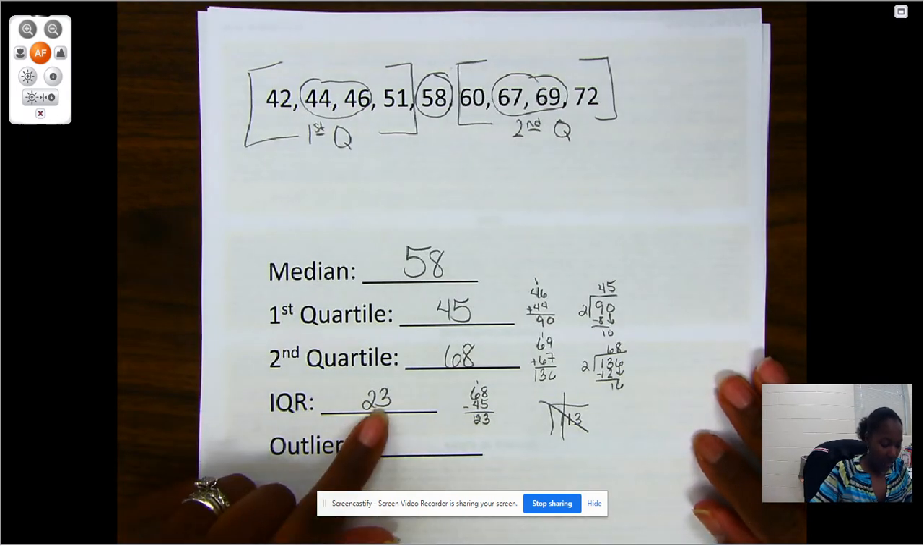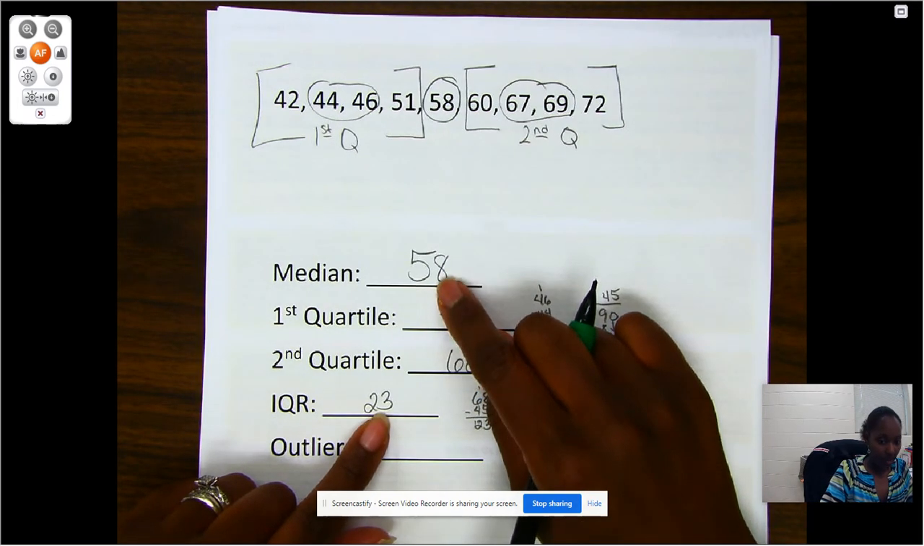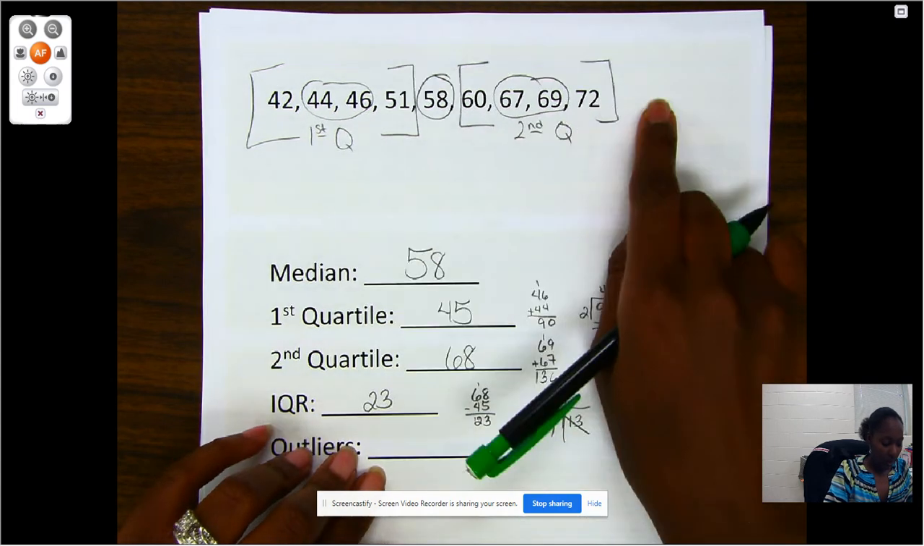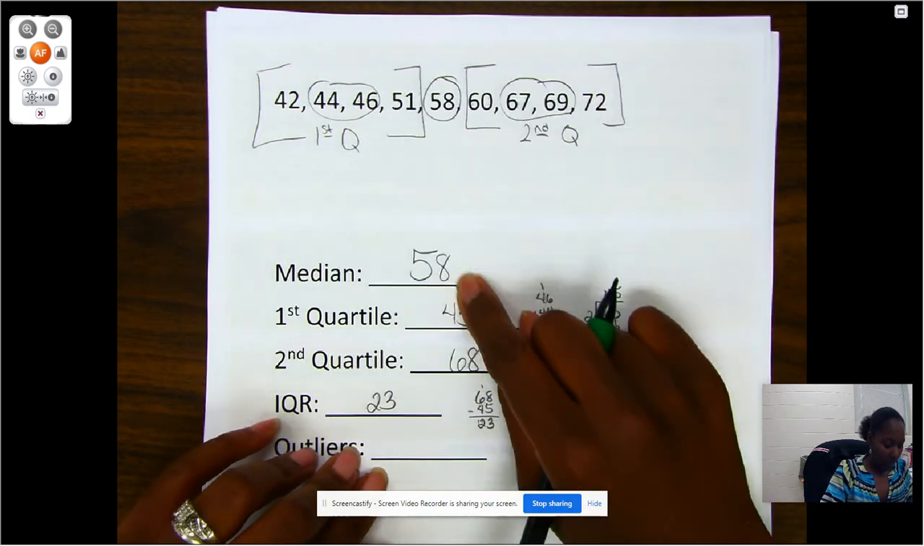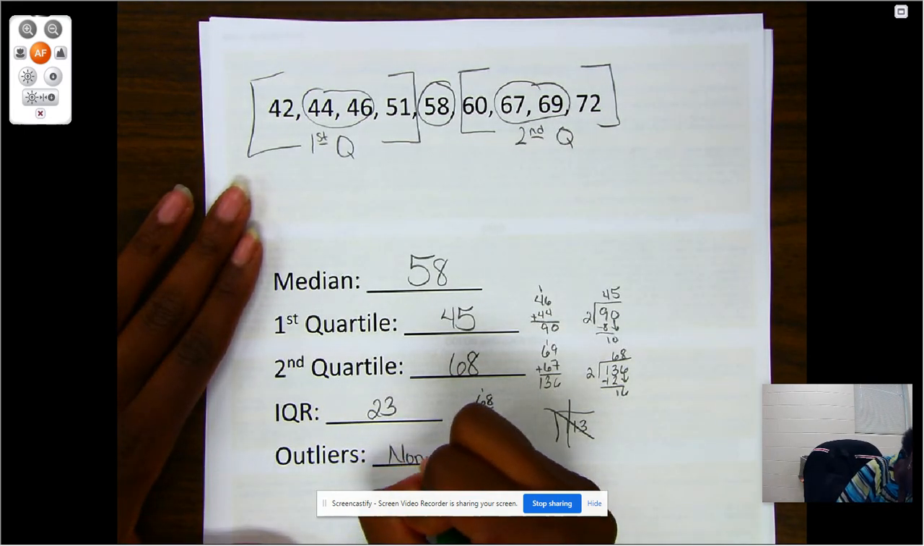If we added 23 to our biggest number, to our median, guys, I am so sorry, to your median, 8, 9, 10, 11, 5, 6, 7, we don't have an 81, and then subtract it, we have no outliers, okay?